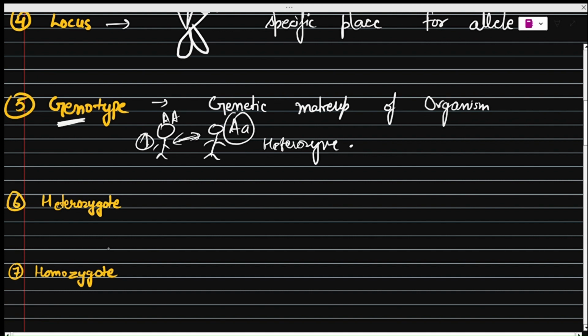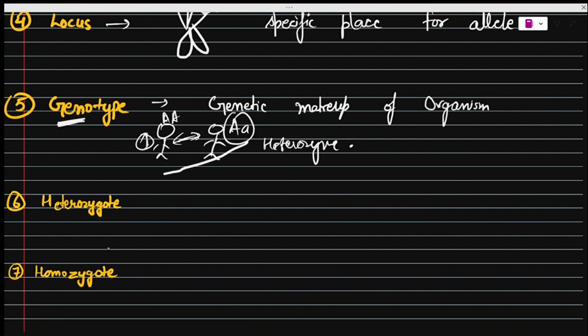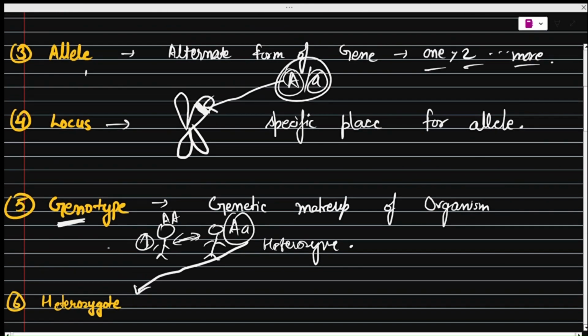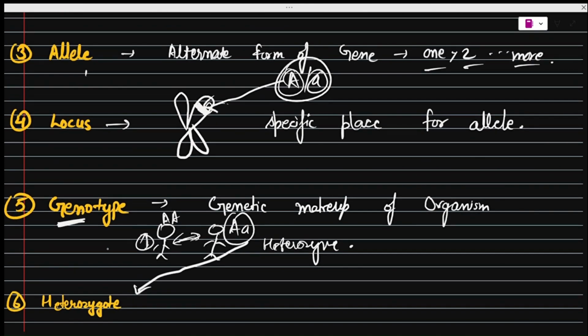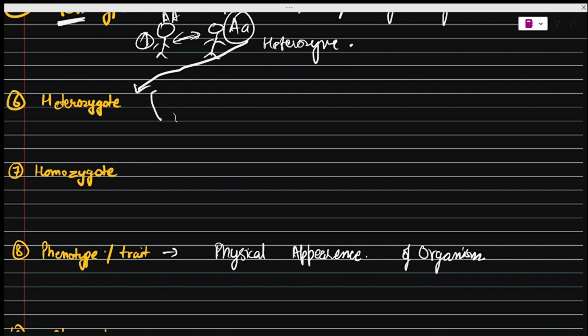Okay. First, I will describe heterozygous. See here, heterozygous. When an individual possesses two different alleles on a locus, I have told you the locus is a specific region. So I will draw it here. Let us say I am drawing this chromosome right here, and this particular white region is the locus of that chromosome.